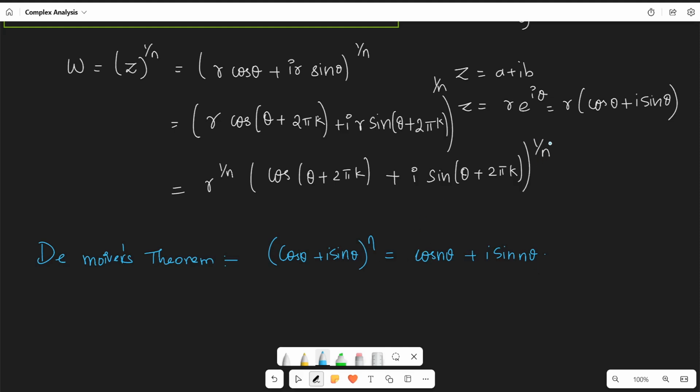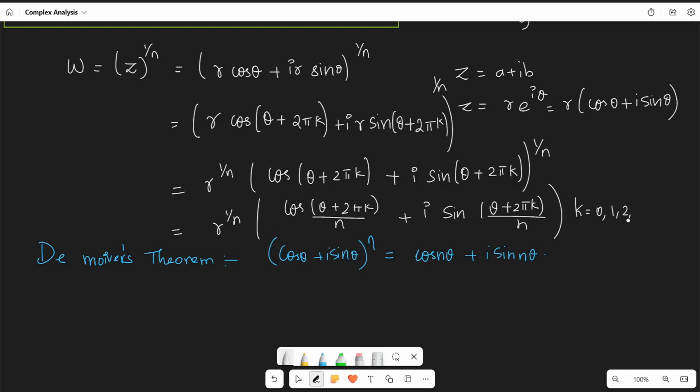Now in the power we are having 1 by n. So this is equal to r power 1 by n outside, and this will be cos of theta plus 2 pi k divided by n plus i sin of theta plus 2 pi k divided by n, where k can take values 0, 1, 2, and so on till n minus 1, right? Totally k can take n values.